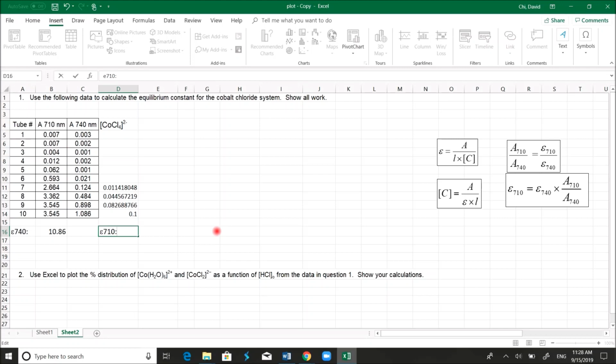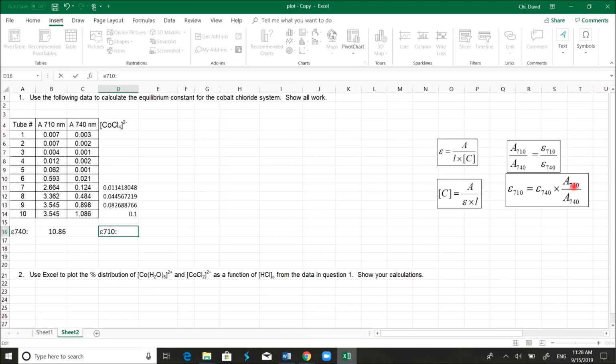Now we notice that in the same test tube, with the same concentration, the absorbance ratio at 710 to 740 should equal the ratio of epsilon at 710 to epsilon at 740. That leads to this equation, in which epsilon at 710 can be calculated using epsilon 740.